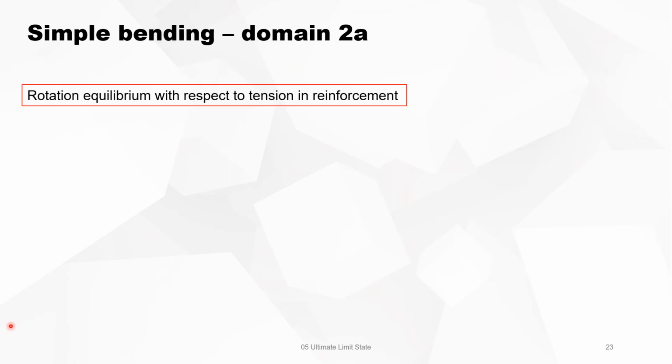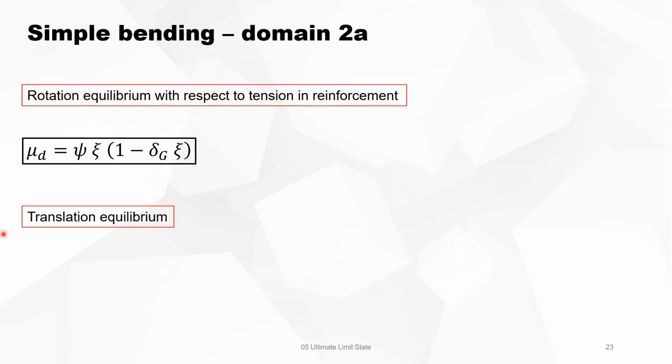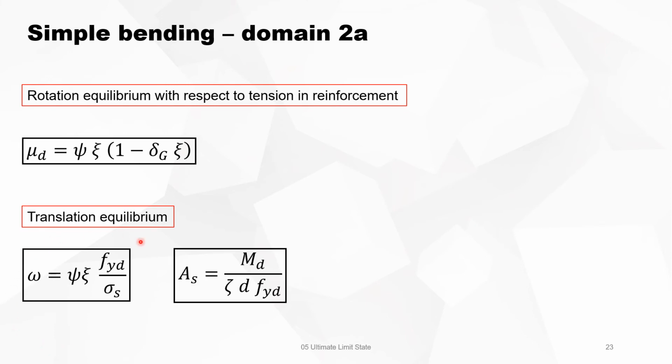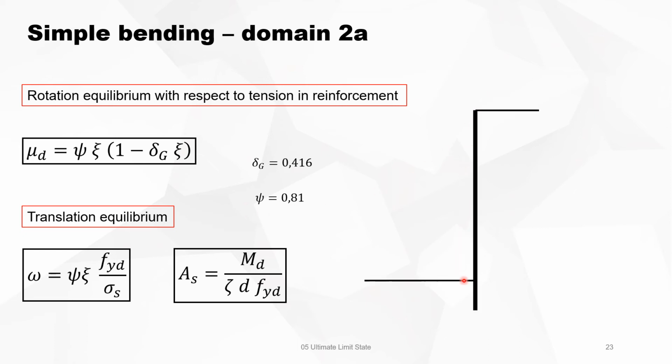Now let's summarize domain 2a. We have a rotation equilibrium with respect to the tension force in the reinforcement, gives us this equation. We have the translation equilibrium, and it gives us this equation. The reinforcement is given by this formula. And we know in domain 2a, delta G and psi are constant. If you look at the strain diagrams, we know that this is domain 2a with the strain in the steel between 0 and 10 per mil. On top, it's always the strain in the concrete 3.5 per mil. So we are in this triangle.